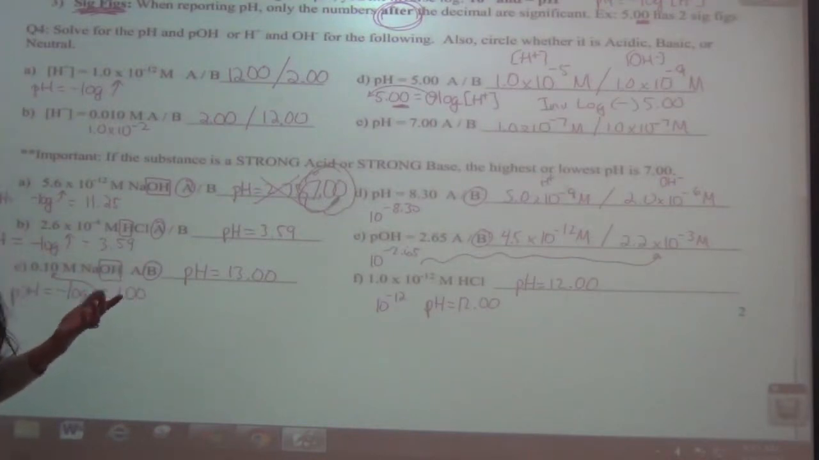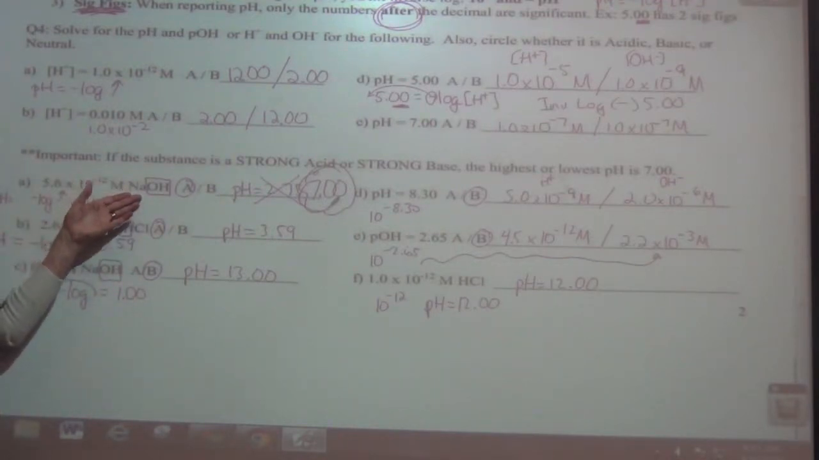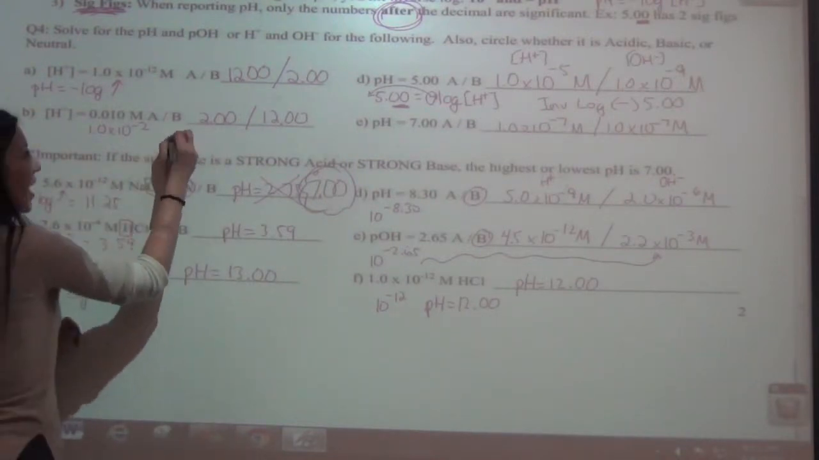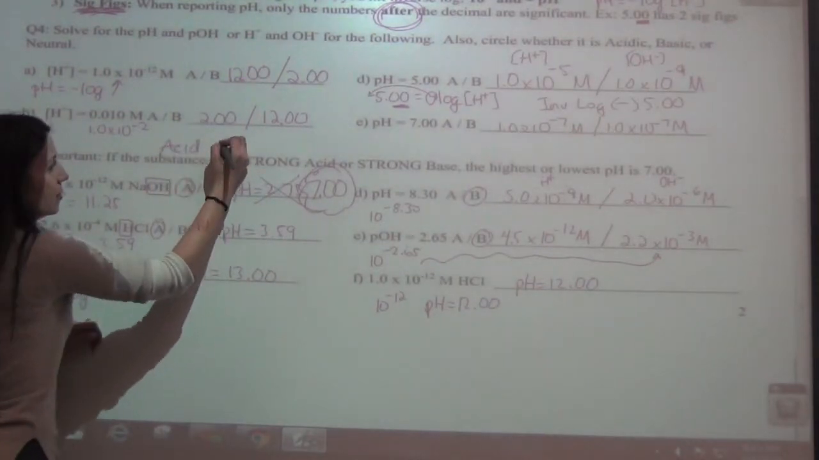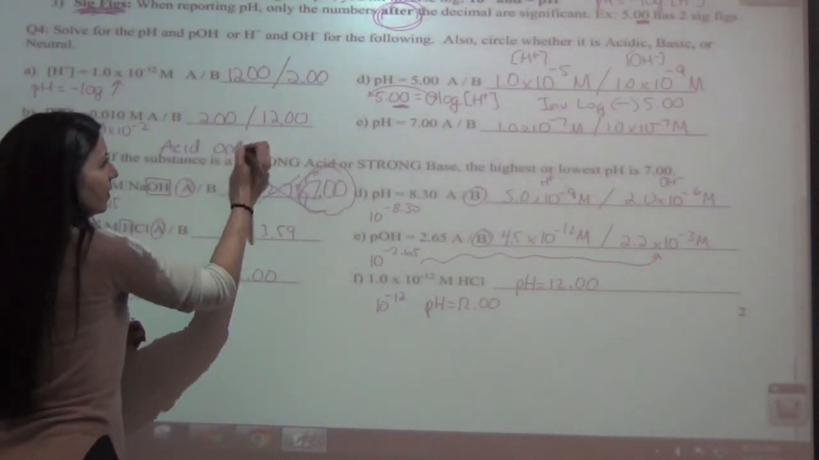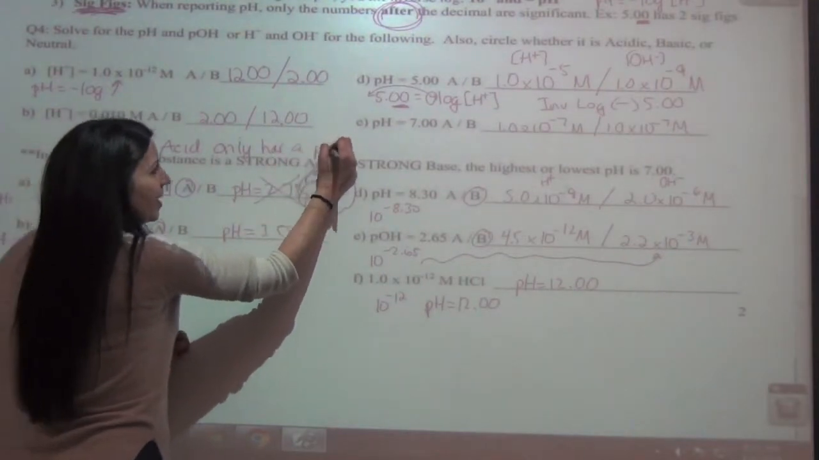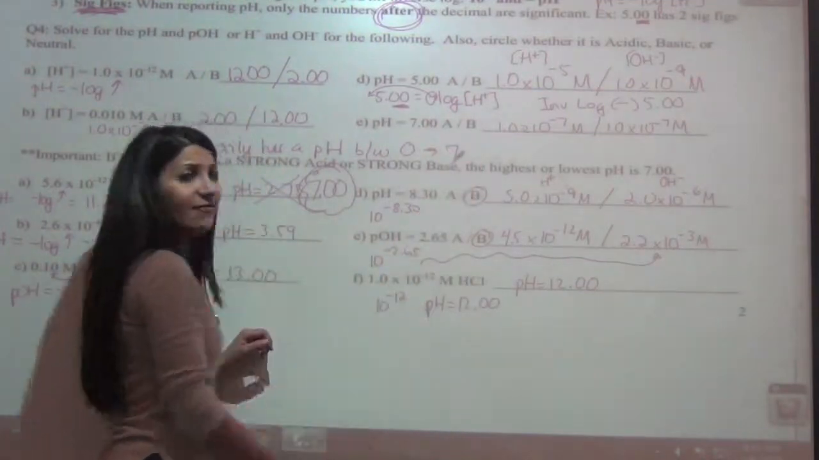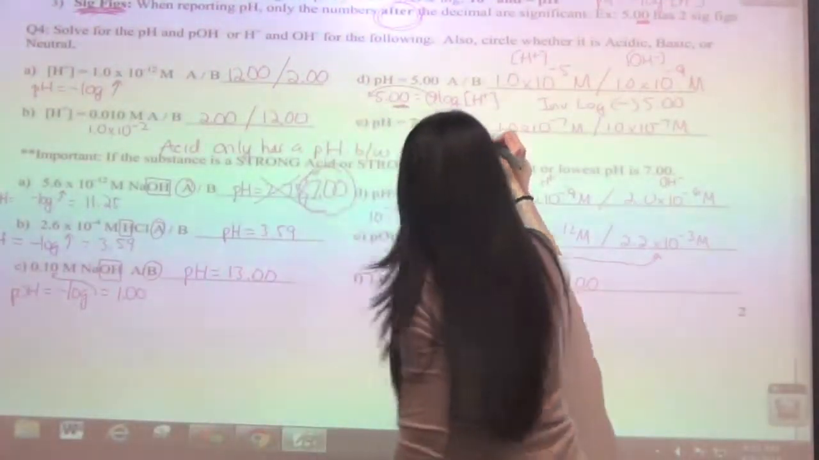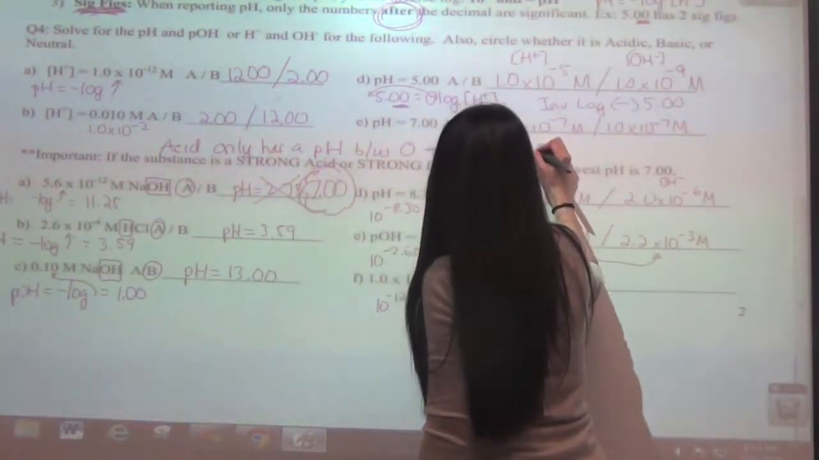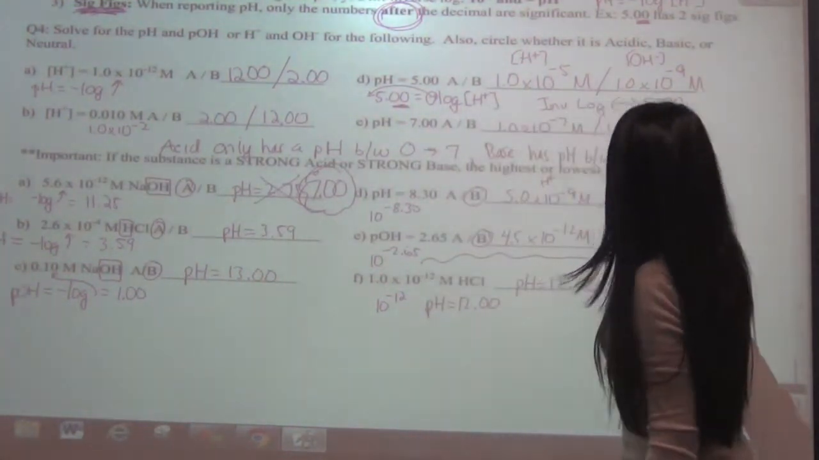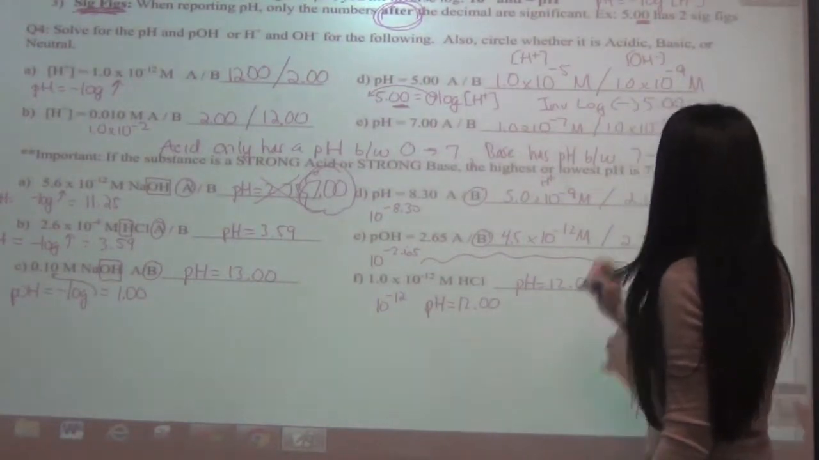It's just normal. But if they actually tell you what the solution is, and it's a base or an acid, an acid can only be as high as 7. So an acid only has a pH between 0 and 7, and a base has a pH between 7 and 14.